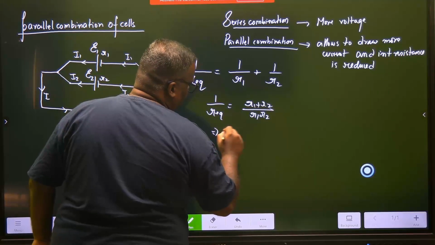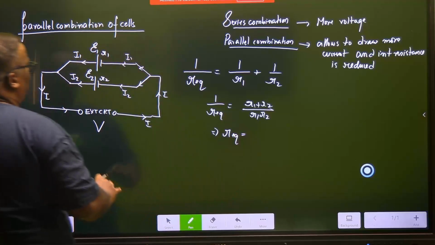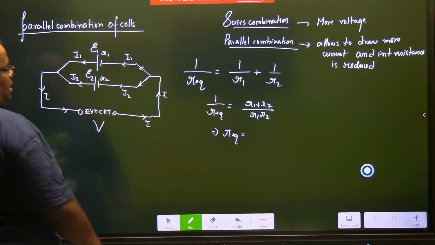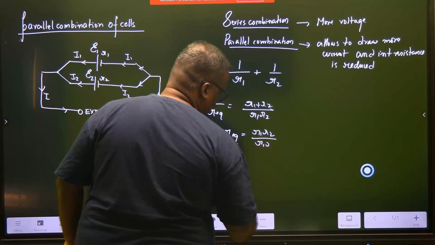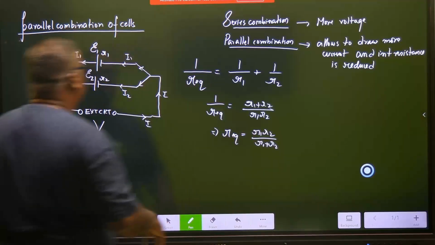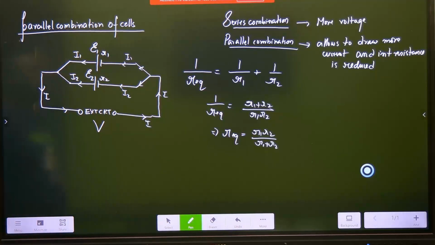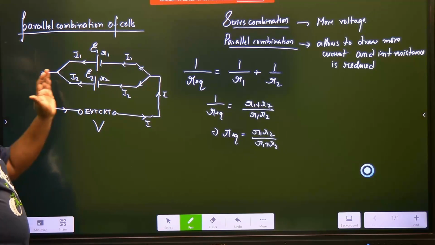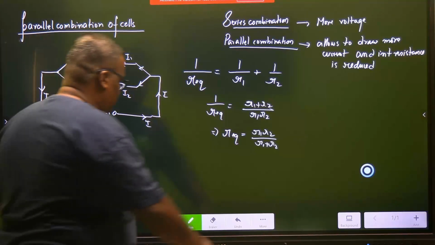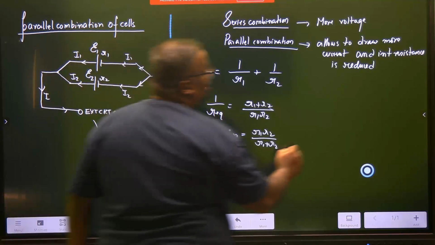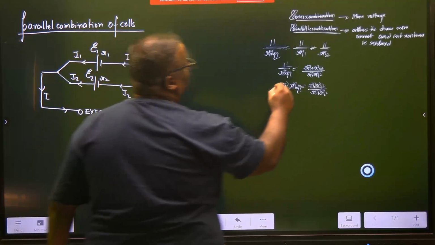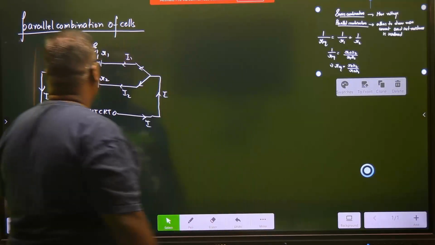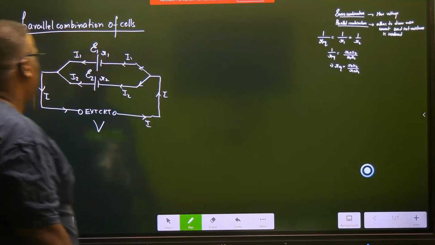So from here we get that the equivalent internal resistance of cells connected in parallel is given by R1 R2 divided by R1 plus R2, and this equivalent will be less than either of R1 and R2. This is typically knowledge from grade 10 of what we had studied. Now we will see what is the equivalent EMF of this combination. So I'm just reducing this portion and parking it aside out here.